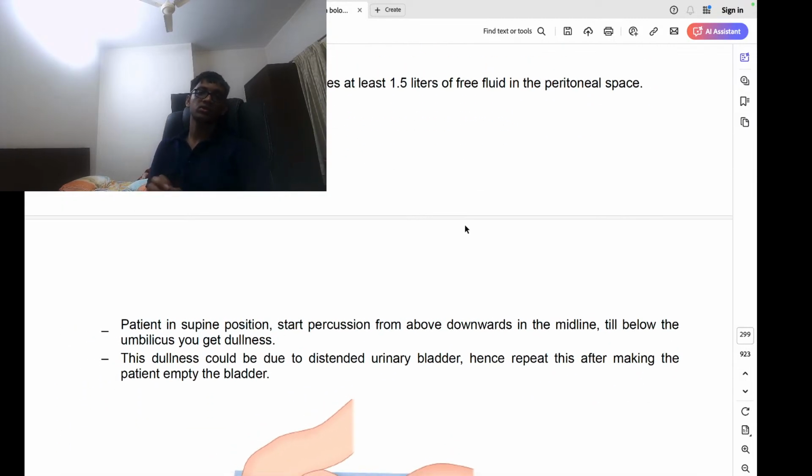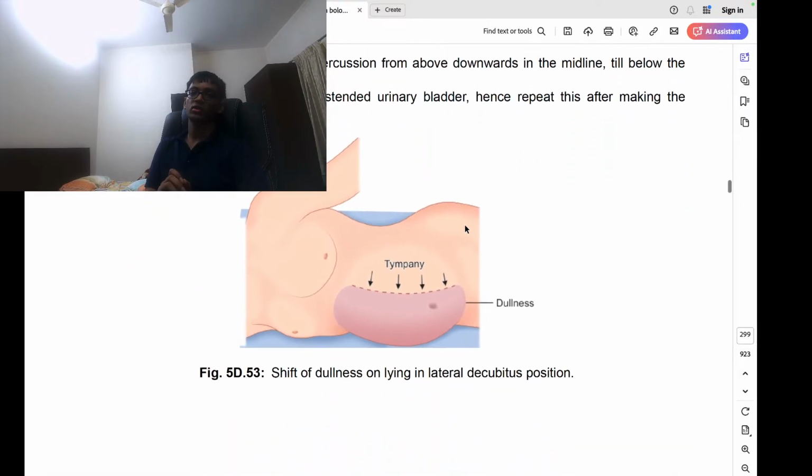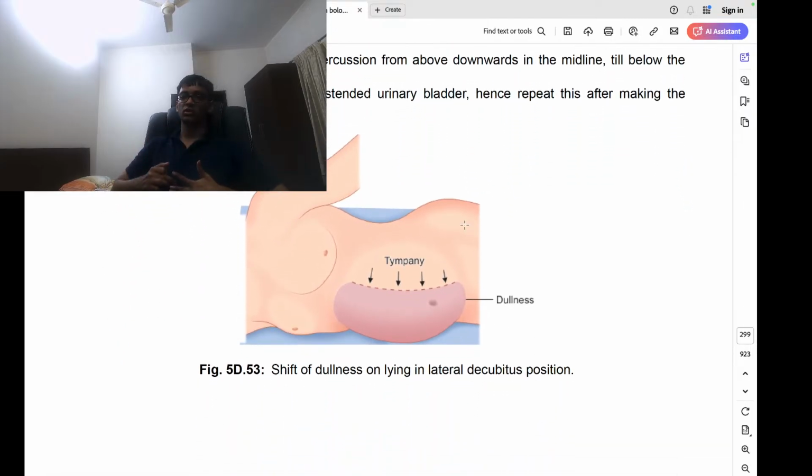Then shifting dullness. Presence of shifting dullness indicates at least 1.5 liters of free fluid in the peritoneal space. The patient is supine and you percuss from above onwards till the midline. Then below the midline you get dullness. This dullness can be due to a distended urinary bladder. Hence, repeat this after making the patient empty the bladder.